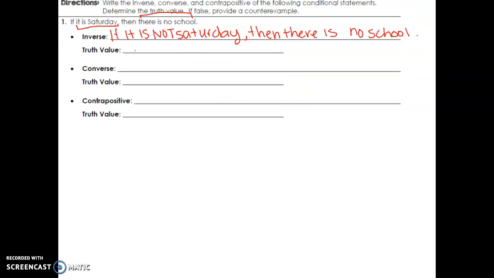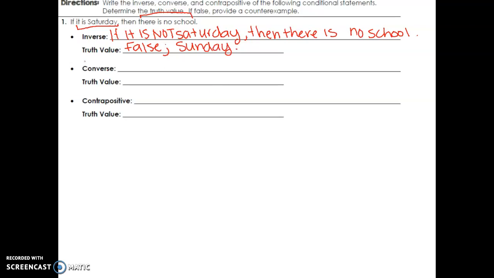So the truth value, it says if it is not Saturday, then there is no school. So that is saying the only day we don't have school is Saturday, which is false. And we have to provide a counterexample. Remember, the counterexample proves our conjecture wrong. So what other day can we say that there is no school? There's one more. Of course, it is Sunday.